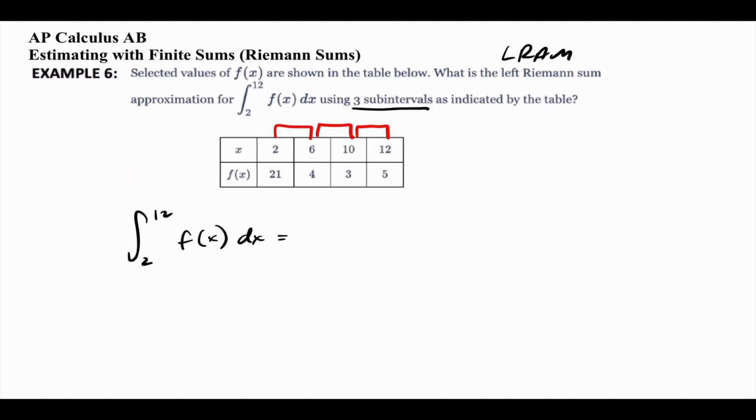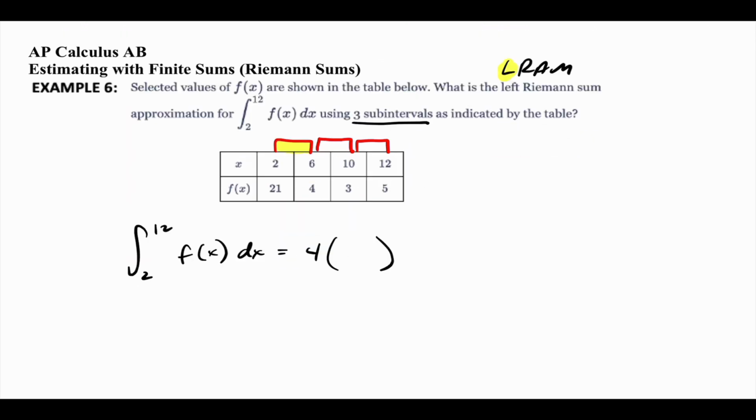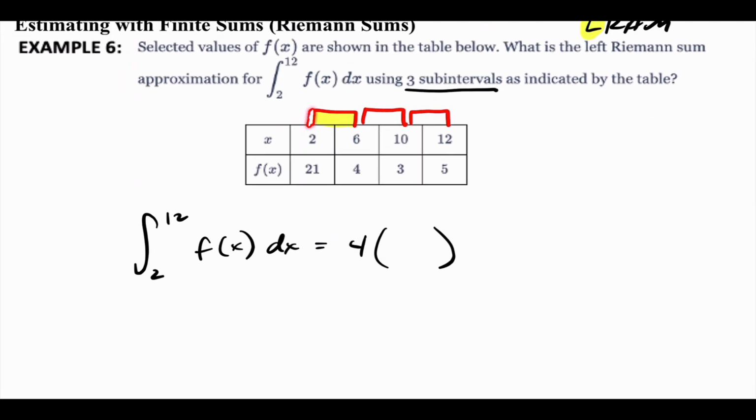So the first rectangle, how wide is the first rectangle going to be? 4, right? It goes from 2 to 6. That's the width. From 2 to 6, the length is 4. Now the height. How do I determine height for LRAM? What do I look at? The left point, right? The left side is right here. The height is at 21. So that means this rectangle is going to be 21 tall.